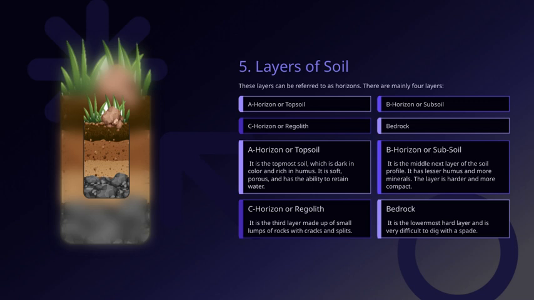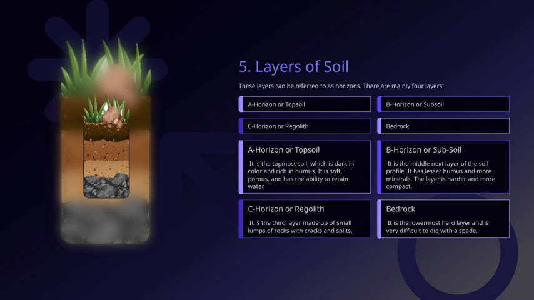First, we have the A horizon, or what we commonly call topsoil. This is the uppermost layer of soil, and it's usually dark in color because it's rich in humus. It's soft, porous, and has a great ability to retain water, making it vital for plant growth.